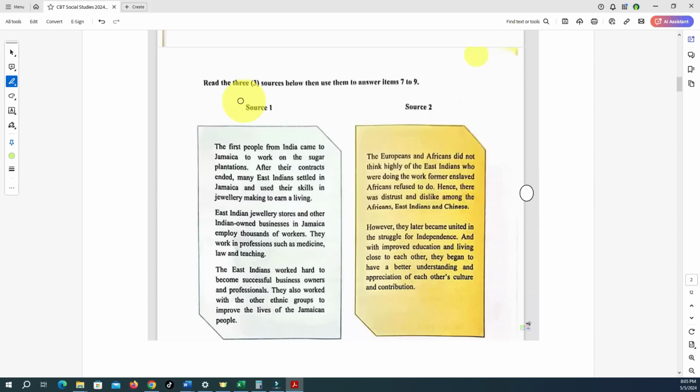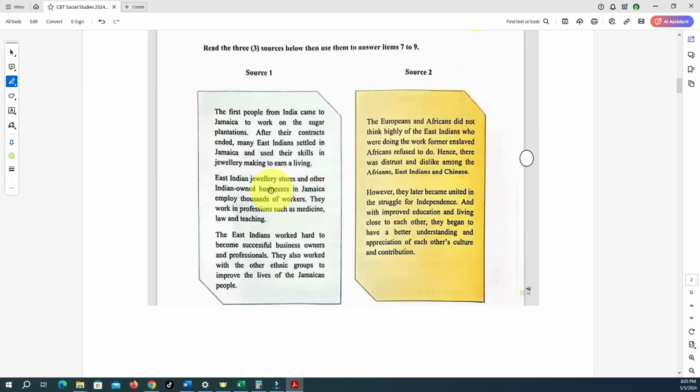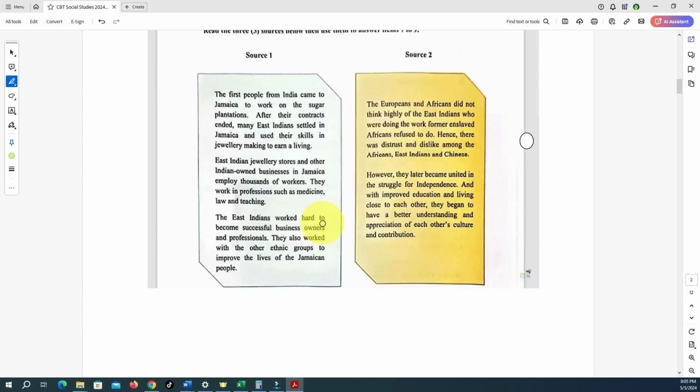Okay, we have 3 sources here. Read the 3 sources below, then use them to answer items 7 to 9. Source 1. The first people from India came to Jamaica to work on the sugar plantations. After their contracts ended, many East Indians settled in Jamaica and used their skills in jewelry making to earn a living. East Indian jewelry stores and other Indian-owned businesses in Jamaica employed thousands of workers. They worked in professions such as medicine, law, and teaching. The East Indians worked hard to become successful business owners and professionals. They also worked with the other ethnic groups to improve the lives of the Jamaican people.